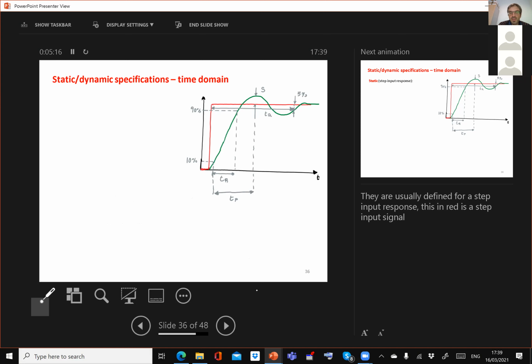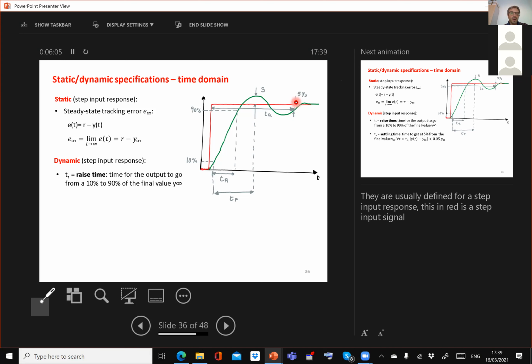If we look at the time domain specifications, we look at our response with the transient and steady state. The static specifications are mainly related to the steady state tracking error, which is the distance between the equilibrium point of the output and the reference. So how far away we are from the reference once we are in steady state.